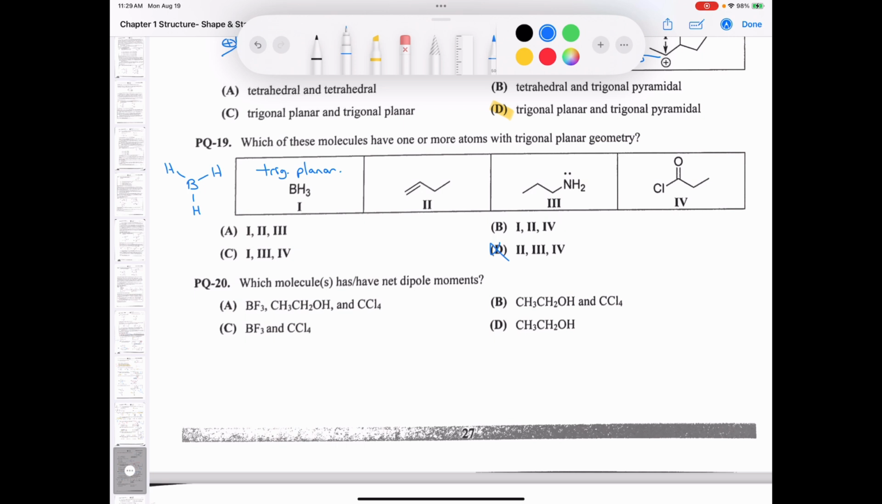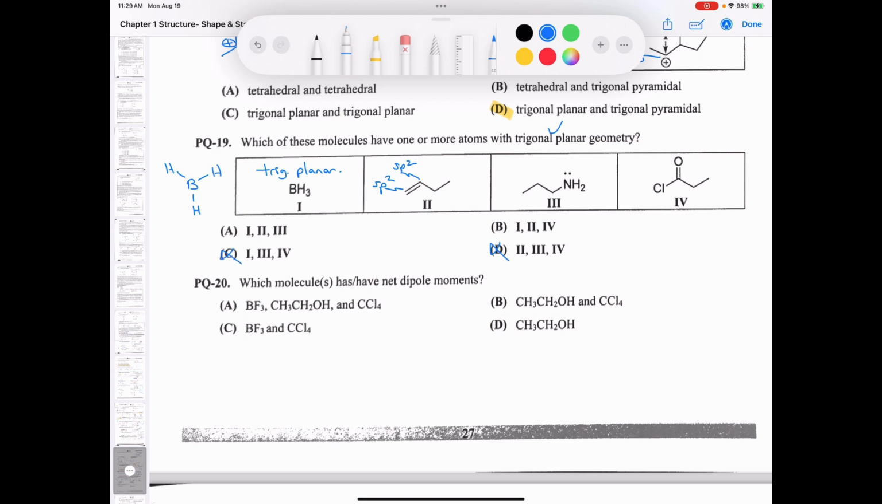Then if we look at number 2, you've got 2 sp2 hybridized carbons. This is sp2 and this is sp2. So that would also mean that these 2 are trigonal planar. So the answer has to include number 2. So we can scratch out C.